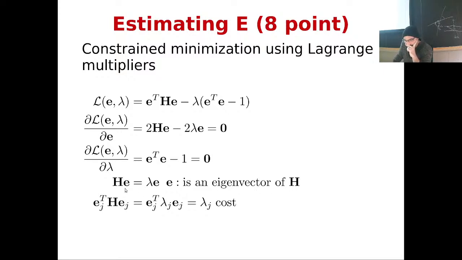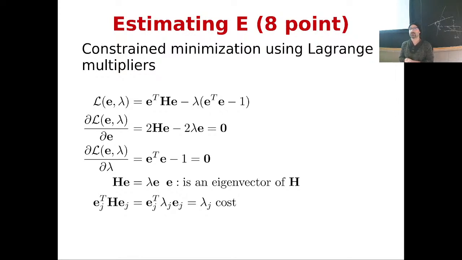And we are happy because we have programs, procedures that are able to calculate the eigenvectors of a matrix. So in order to find the essential matrix, we could just extract all eigenvectors of my H matrix, and then rearrange them, and obtain the essential matrix. But how many eigenvectors will we have for H? We will have 9 eigenvectors, right? And the question is, which one do I choose?